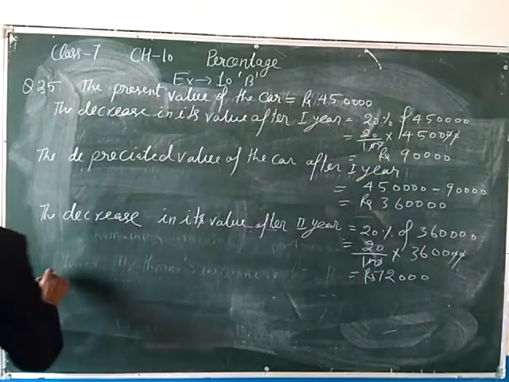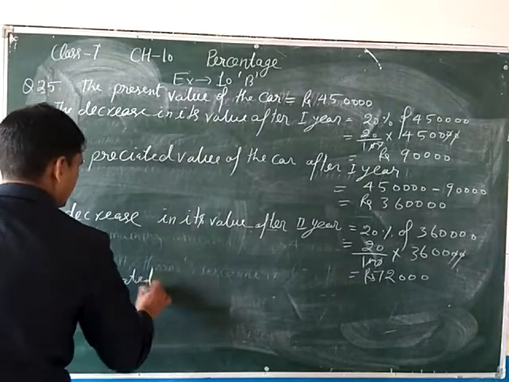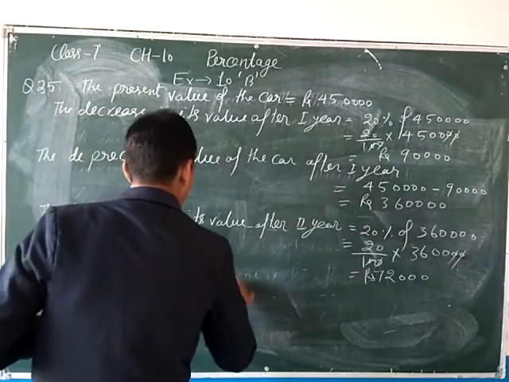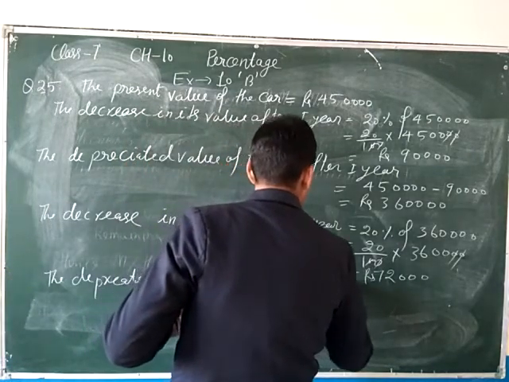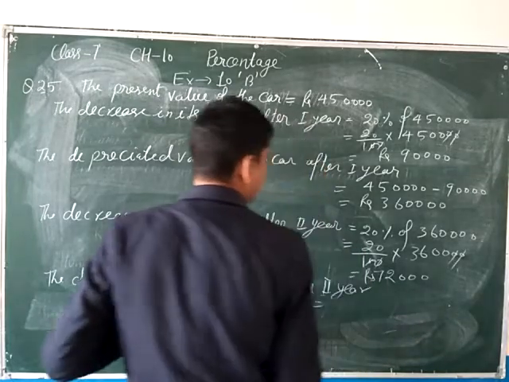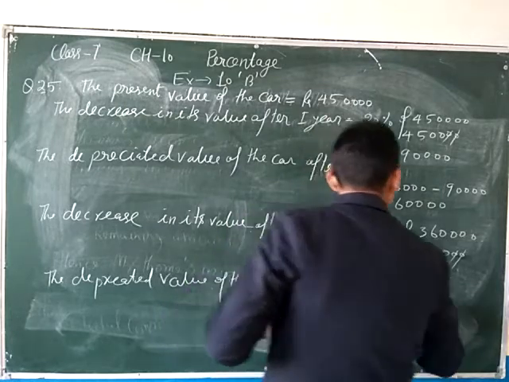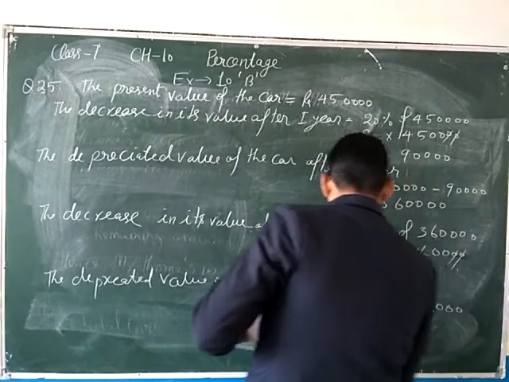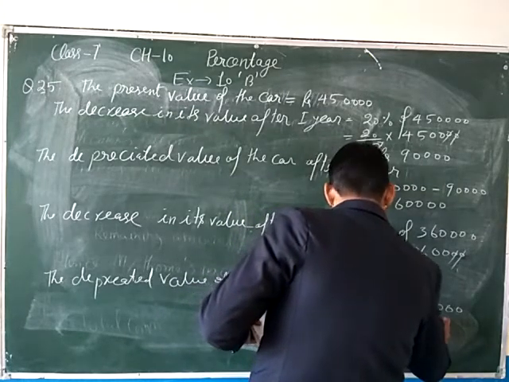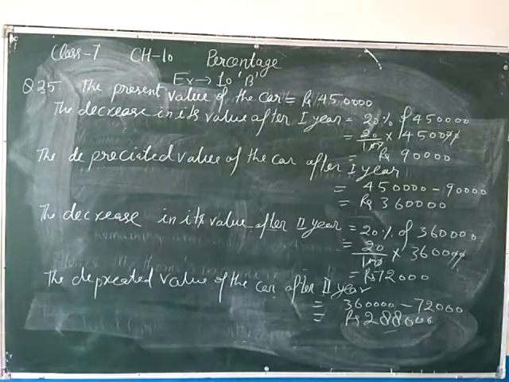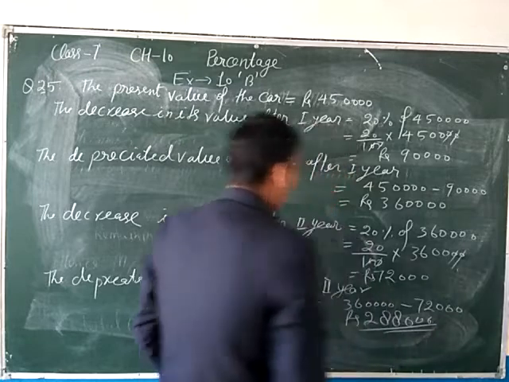The depreciated value of the car after second year, how much? So minus करते हैं बेटा. 3,60,000 minus 72,000. So remaining is 2,88,000. And 2,88,000 is the required answer of this question.